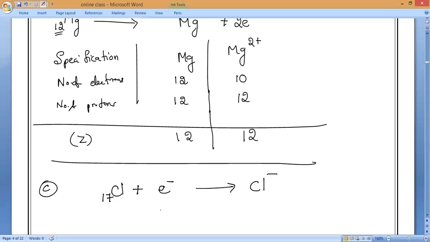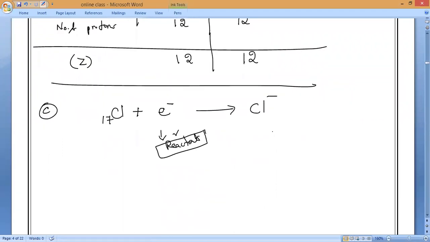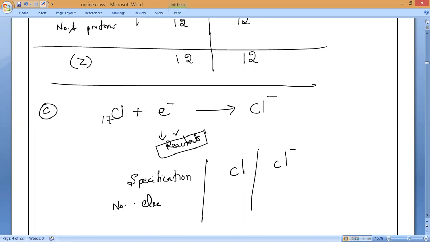So now am I writing on the reactant side or product side? Reactant side I am writing. So it is addition of an electron, so it will turn into a negative charge. Now can you tell me the specification of chlorine, everybody? Specification fastly. Chlorine atom and chlorine ion. Now tell me the number of electrons fastly. 17. Number of electrons 17 and here 18, sir.